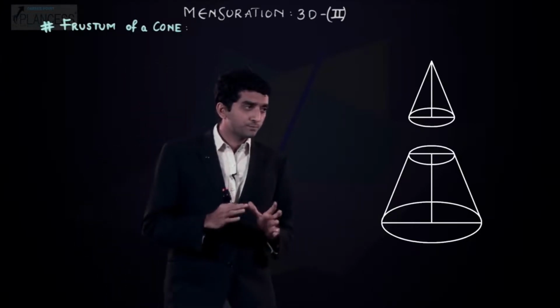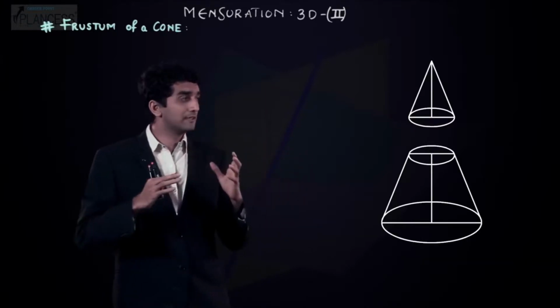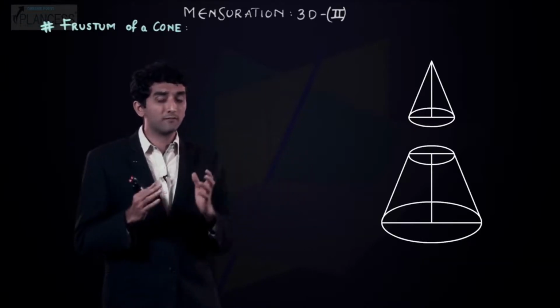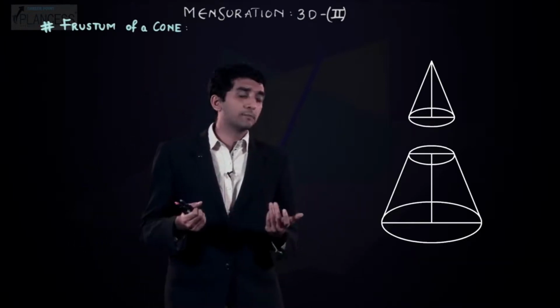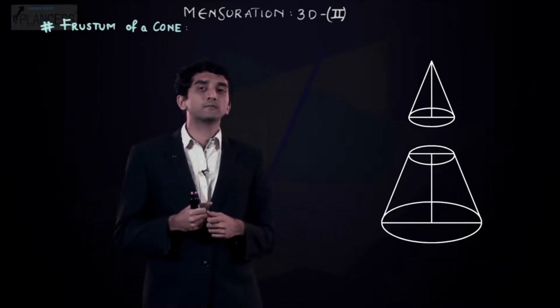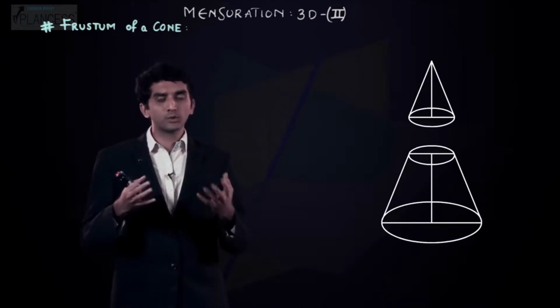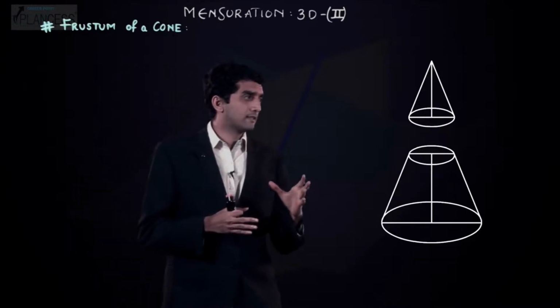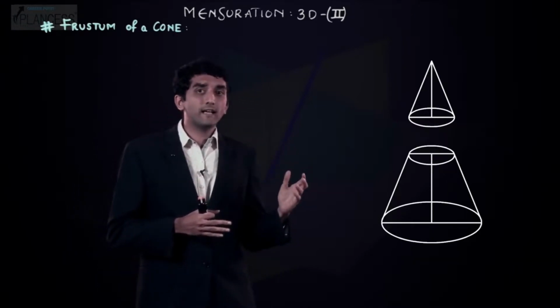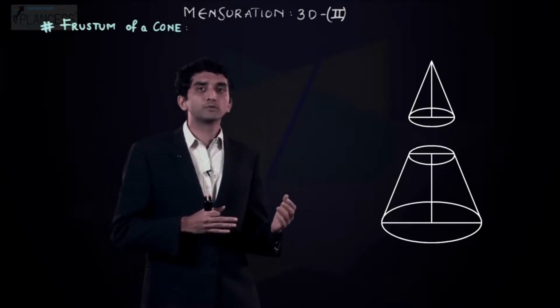So right now, let's consider a few entities that we need to know about this so that we can calculate important things about this frustum, meaning the slant height of the frustum, the volume of the frustum, and the lateral surface area and the total surface area of the frustum. So for that, let's take the radii and the height of the larger cone in terms of 1.